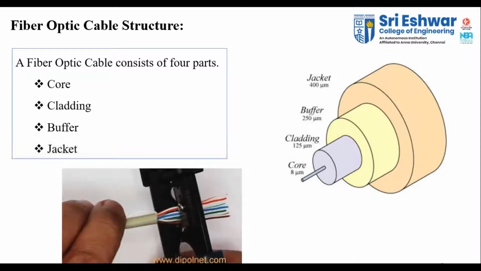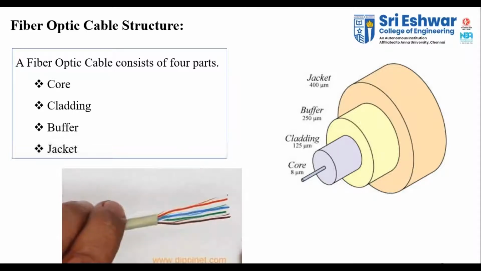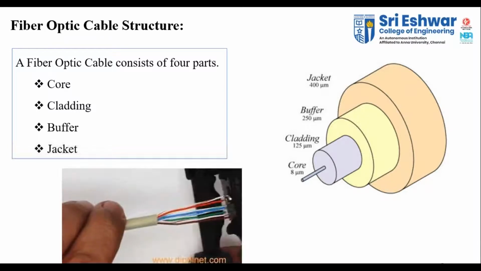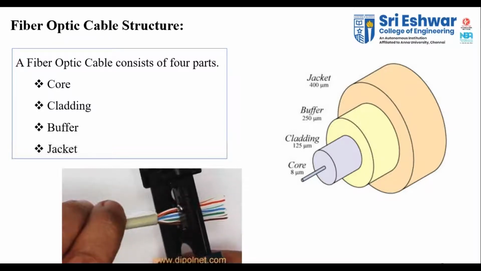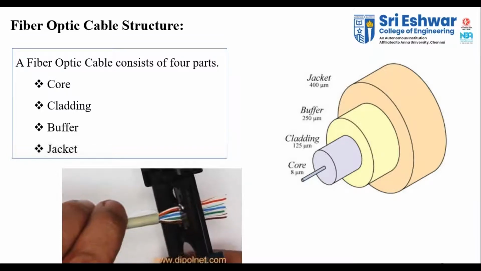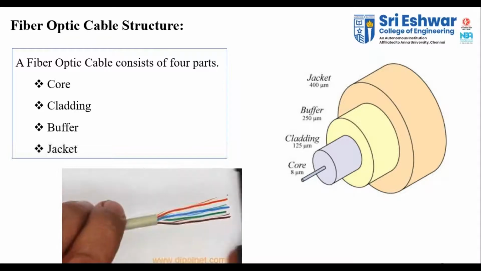The next one is the buffer. What is the purpose of buffer? For safety purpose. Okay, to avoid damage to your core or cladding, we are using this buffer. Okay, the last one is the jacket. So a jacket is available in multi-colors for differentiation purpose. So red, yellow, blue, green, brown, multi-colors are available. Okay.